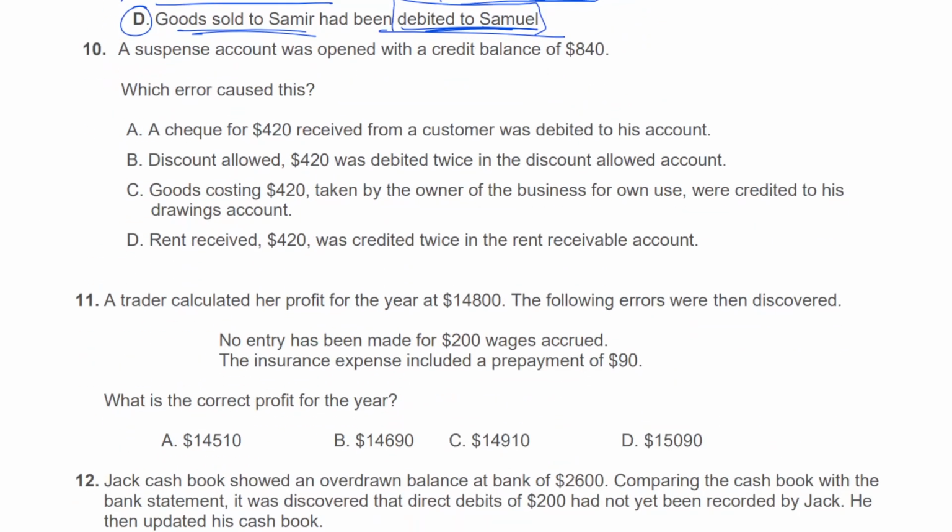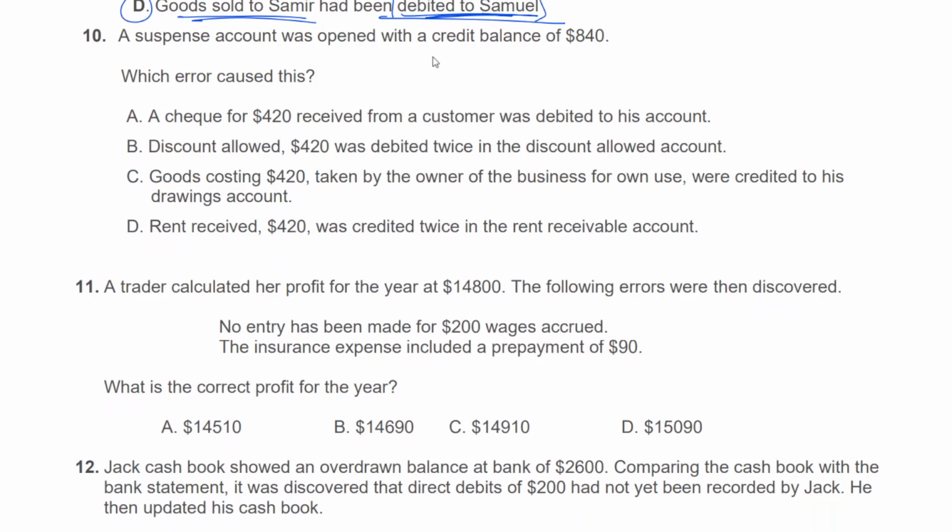Number 10. A suspense account was opened with a credit balance of 840. Which error caused this? What would make your suspense account credit by 840? So in your trial balance, the debit side, the credit side, what's going on? Let's first figure out: there's a credit balance of suspense account of 840.